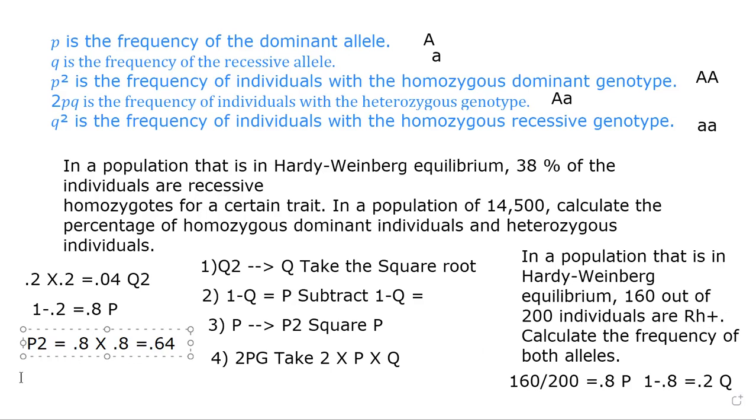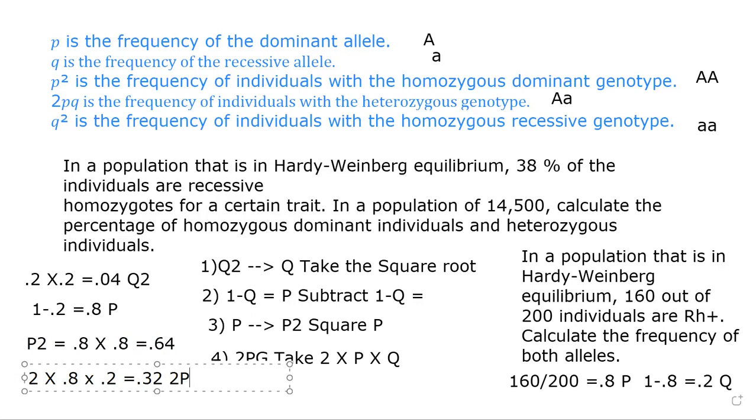The only last thing we have to do, and we should probably be able to do this without a calculator, but I will still show you, is take 0.8 times 0.2. 8 times 2 is 16, and that's going to equal 0.32. So 32% are going to have 2pq. So what does that actually mean? Let's figure this all out.